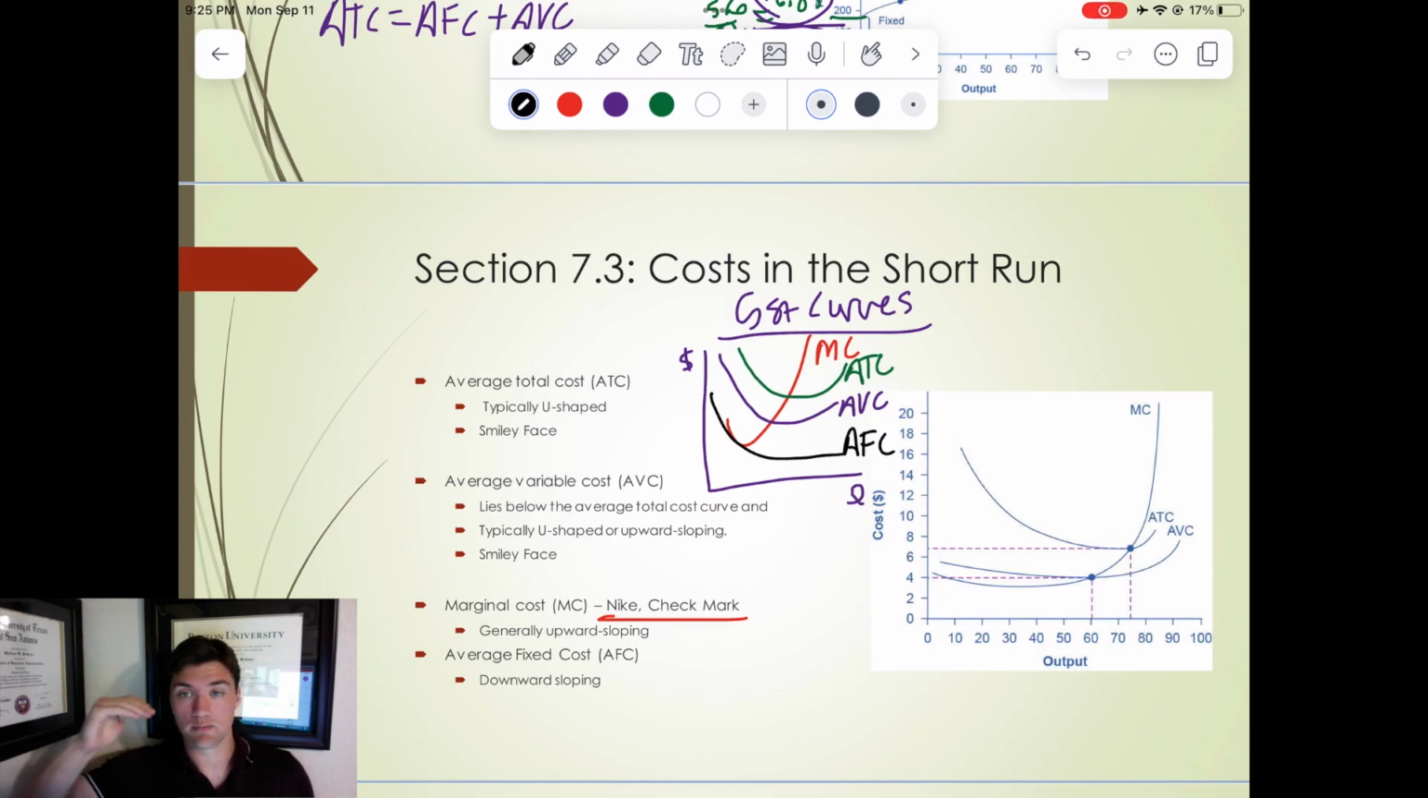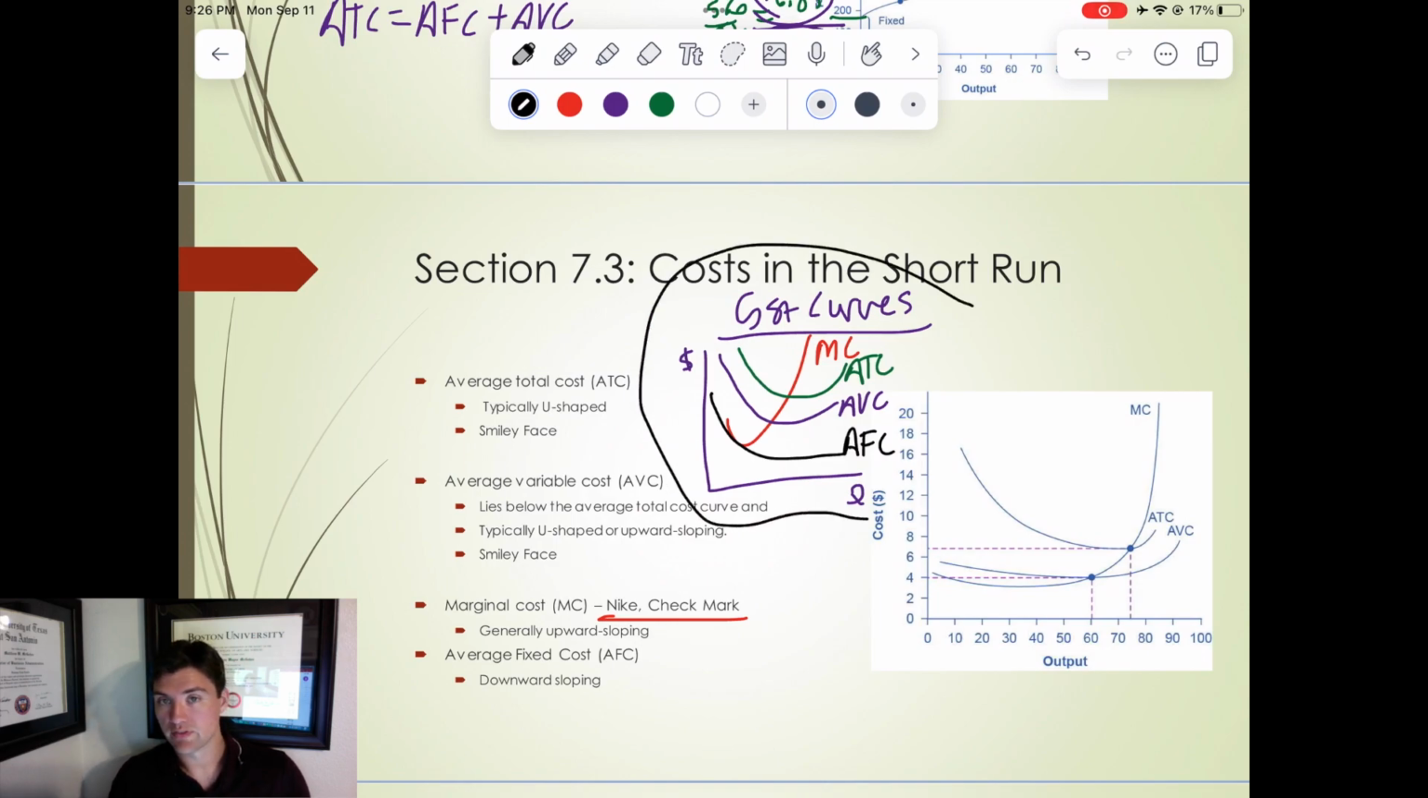Okay. And total cost is going to be the higher one, right? Because it's average fixed plus average variable. So average total cost is going to be up there. Then it's going to be average variable. And then the bottom one is going to be the average fixed cost. So anytime I ask you to draw the cost curves, I'm looking for this. I'm looking for a Nike check mark, two smiley faces, and a downward sloping line. That's what I'm looking for.